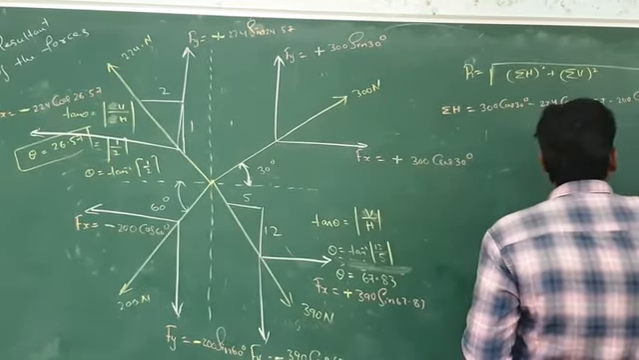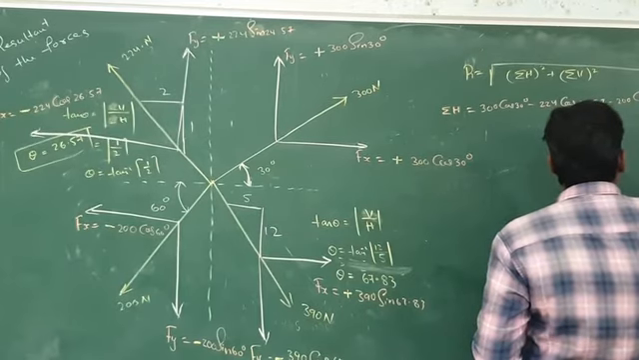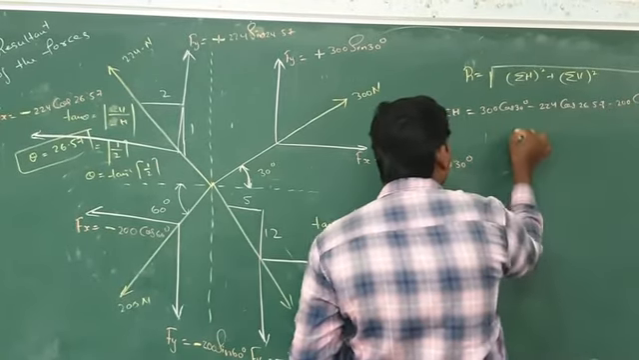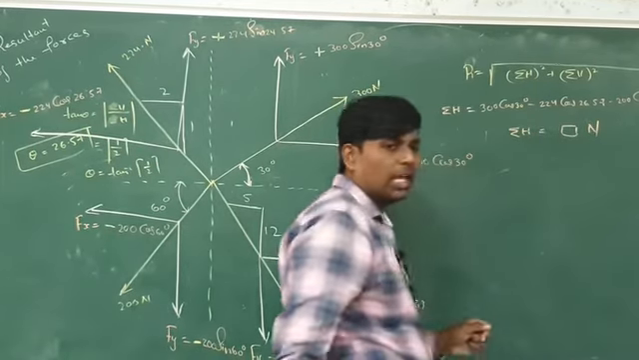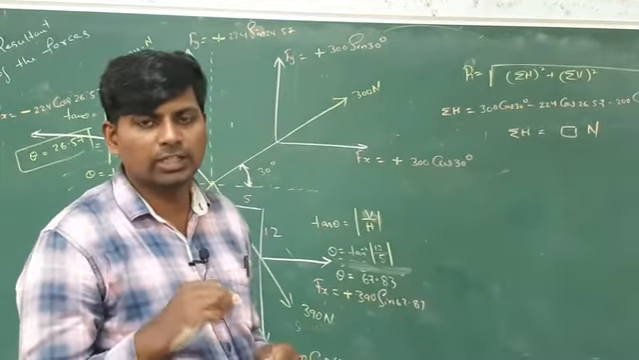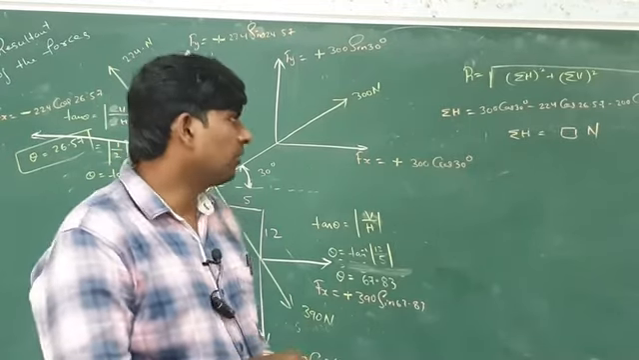390 sin 67.83. From this you will get the sum of horizontal forces. You will get some answer. With the help of a calculator you have to find it out. You will get the sum of horizontal forces. After that, what do you have to do?